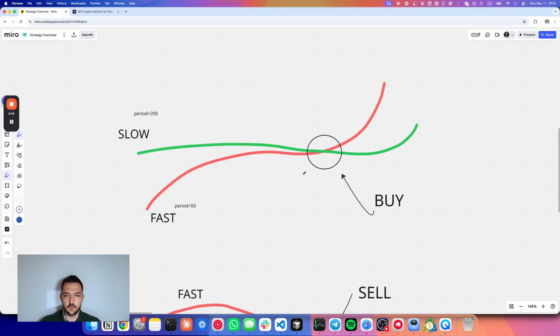So if you're watching here, let's say before this happened, the price of the slow one was calculated by taking, let's say here, 200 candles, and the fast one, the red one, was calculated using like a quarter, so this many candles, so this right here.